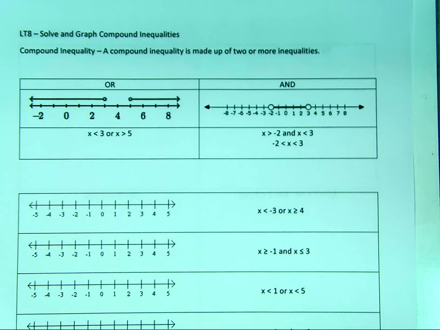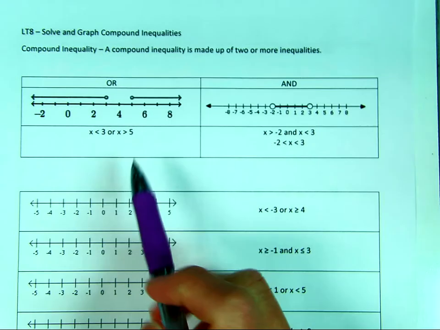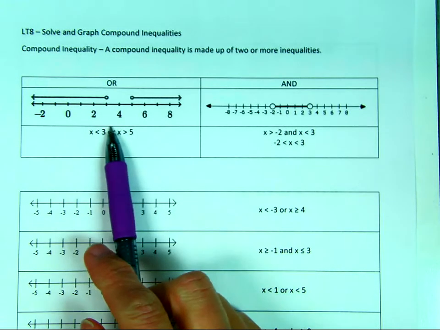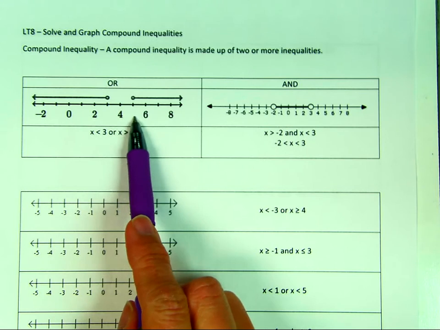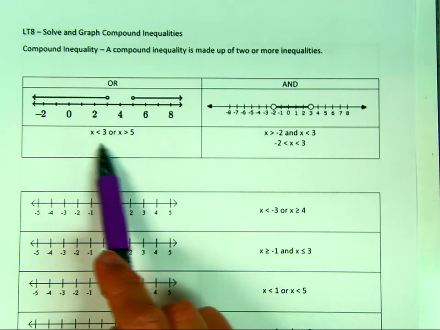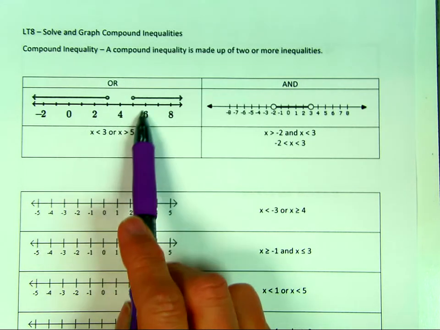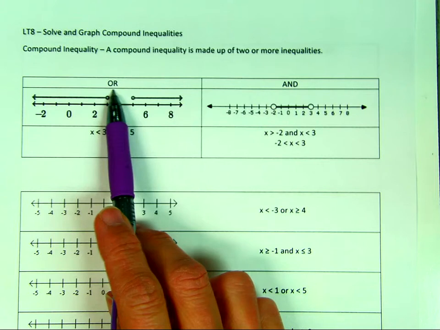A compound inequality is an inequality that's made up of two or more inequalities. We're going to stick to two, and we're going to solve them and graph them. But first we're just going to talk about graphing them. There are two types of inequalities that 90% of the time it'll be when you do compound inequalities. So this is our solution. This is our graph. Now you'll see the word or and the word and.